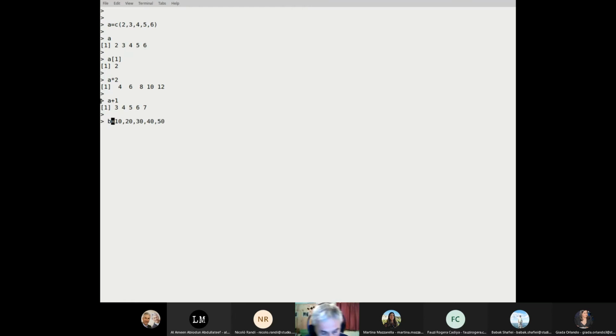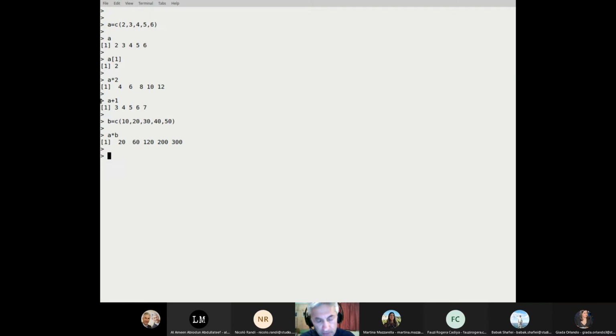Oops, I forgot to put c here. And then you write a times b. You get another vector, first of all, and the other vector is the multiplication of each element of the vector by the corresponding element of the other vector, which is not really intuitive. You have to make experiments to get experience in how R works. I think MATLAB works in the same way, but there might be differences anyway when you go into details.